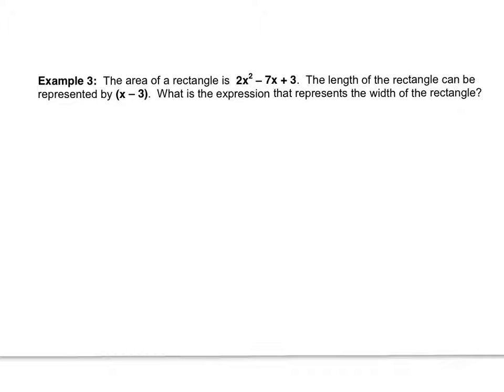Okay, so area we know for a rectangle is length times width. So that's an L times W there. We know that we're starting with an area of 2x squared minus 7x plus 3, and that has to equal the length, x take away 3, times the width, which we don't know. So there's a couple different ways we can do this. We can do this through guess and check, or we can think of this as a factoring question and look for two numbers.